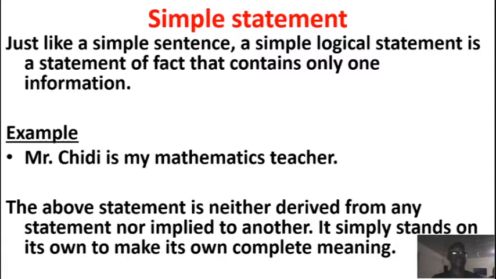It is T, which is true, if Mr. Chidi is actually a mathematics teacher. The truth value remains F, which is false, if Mr. Chidi is not your mathematics teacher. The above statement is neither derived from any statement nor implied by another. It simply stands on its own to make its own complete meaning. That's why we call it a simple statement, which is actually a simple logical statement.